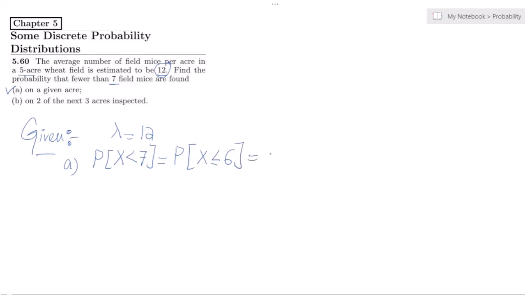Here we can use the formula, which would be e to the power minus lambda, lambda to the power k, divided by k factorial, for all the values of 6 or less, so from k equal to 0 up to 6. This is one method: you have to calculate it for all the values from 0 to 6 and then add them. Instead, we can use a very simple method, which is the Poisson probability table. Let us have it here.